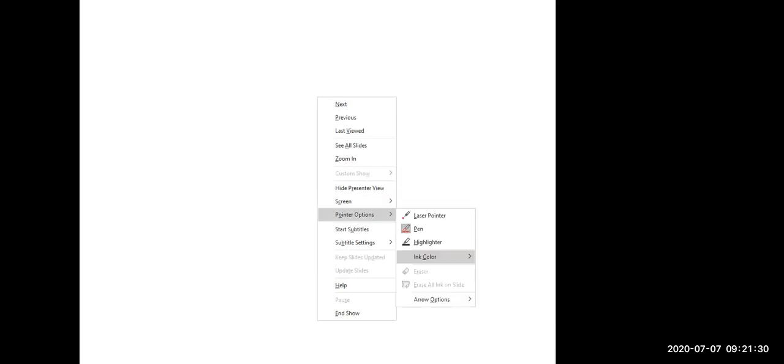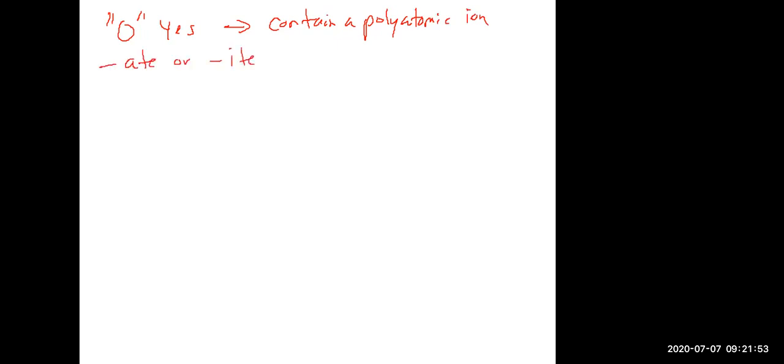So what happens when they do have oxygen in it? It's a little bit different in terms of how we go about naming them. So let's talk about acids that actually do have oxygen. If it is yes to the oxygen, it will probably contain those polyatomic ions. And as you remember, those polyatomic ions pretty much end in ate or ite. So let's talk about what happens. If it's yes, and your polyatomic ion ends in ate, your acid will be something-ic acid.